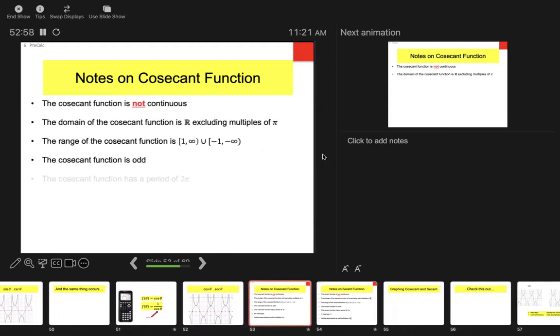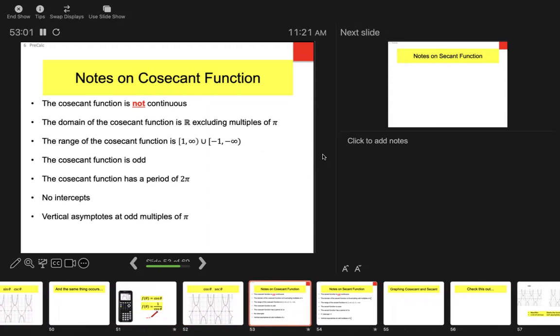All right, so here are all the notes on cosecant. It's not continuous. It's got vertical asymptotes. So the domain is all real numbers excluding those vertical asymptotes. And for cosecant, those vertical asymptotes happen at multiples of pi: 0, pi, 2 pi, 3 pi, 4 pi, and so forth. The range: that black portion doesn't touch any value between -1 and +1, excluding -1 and +1. So we say that the range is from -infinity to -1 and 1 to infinity. I said that backwards, but same idea.